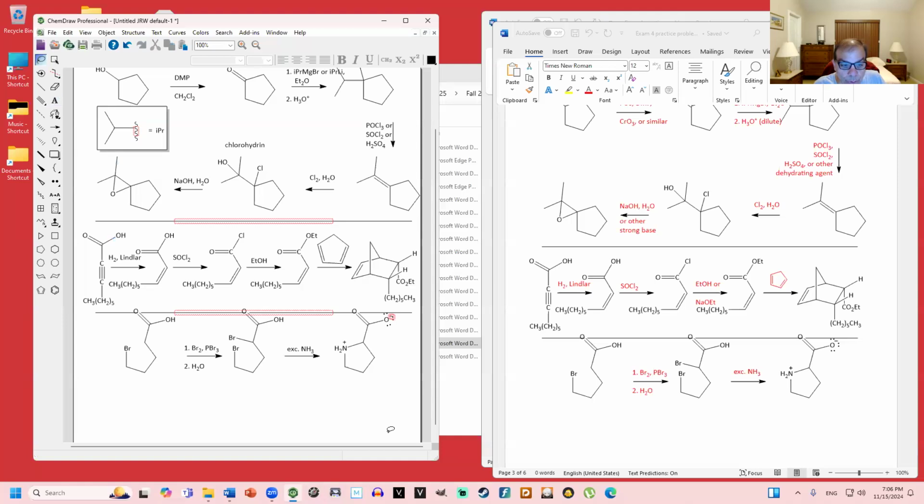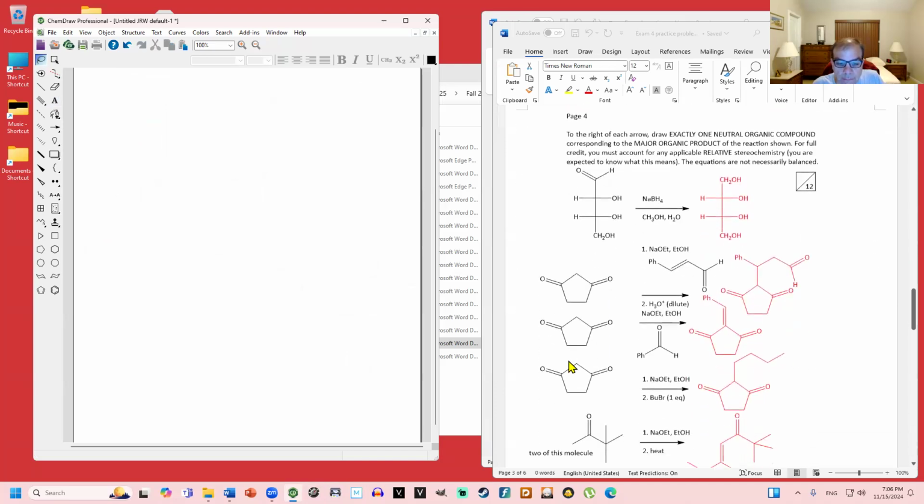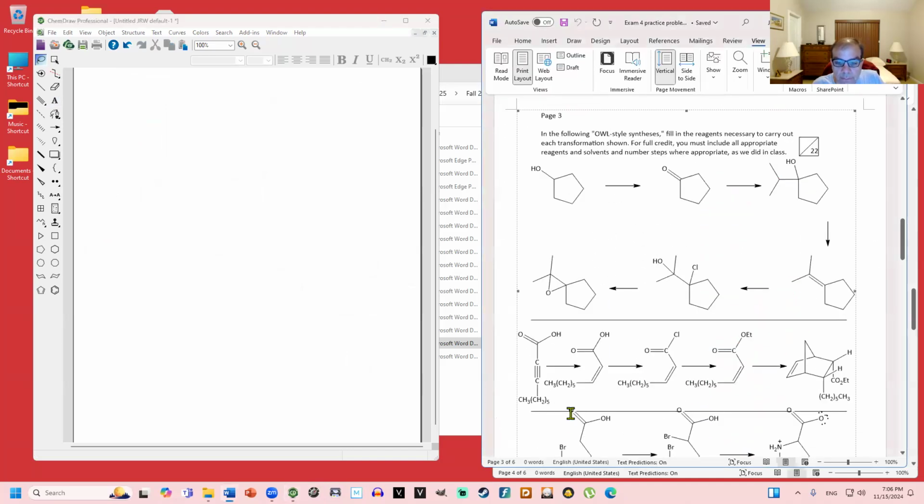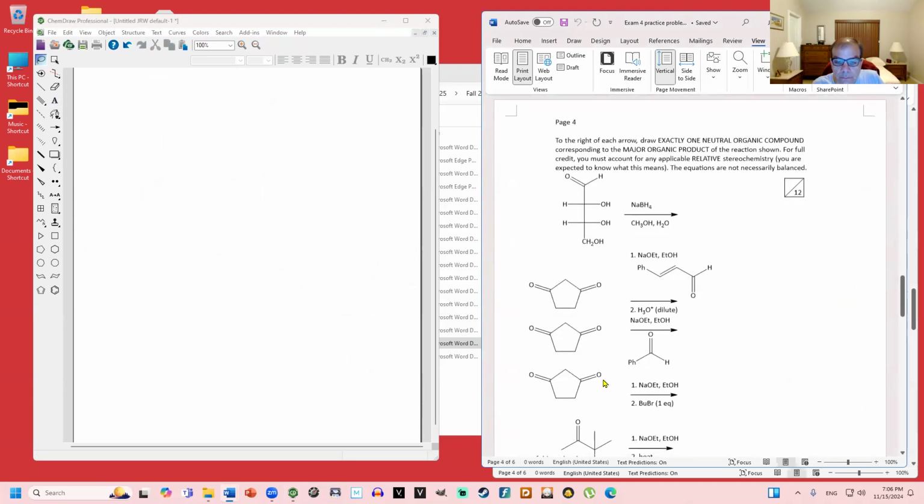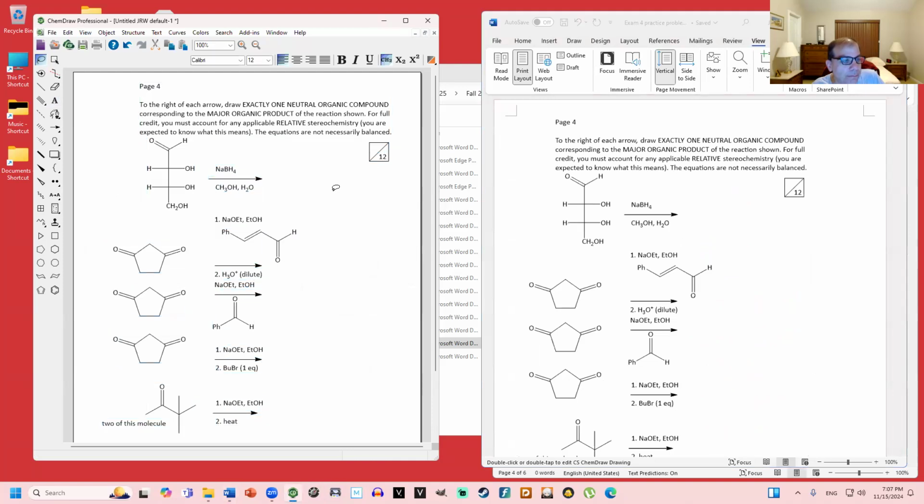Good, so much for those synthesis problems. After this, we have some problems where you have to fill in the product. I think you guys are used to this by now. The first one ought to be fairly straightforward. We did that reaction in class today.